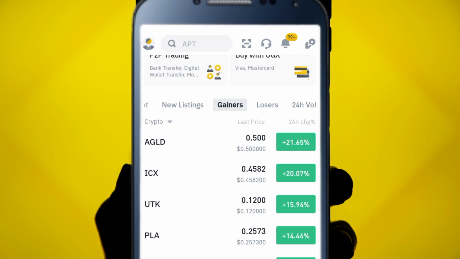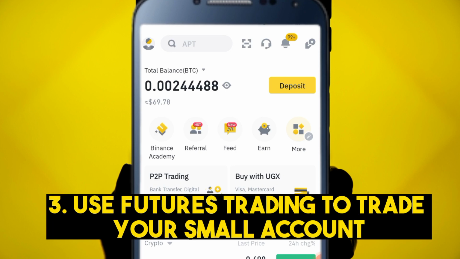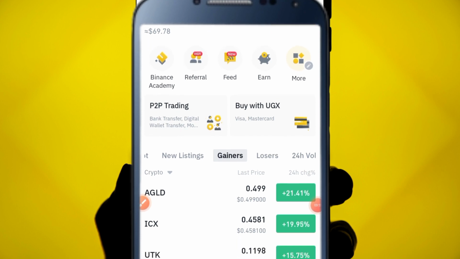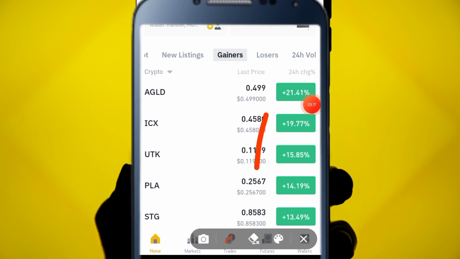So what I do, I come back to my home page, and then I look for where futures is. Because I have a small trading account, I cannot trade on spot, because spot cannot allow me to get leverage, spot cannot allow me to increase my position, and so that's why I go for futures, because futures trading is going to allow me to actually increase my leverage. Remember, there's also a disadvantage of increasing leverage, but more about that a little bit later. So you're going to come and click on futures down here. You click on futures.